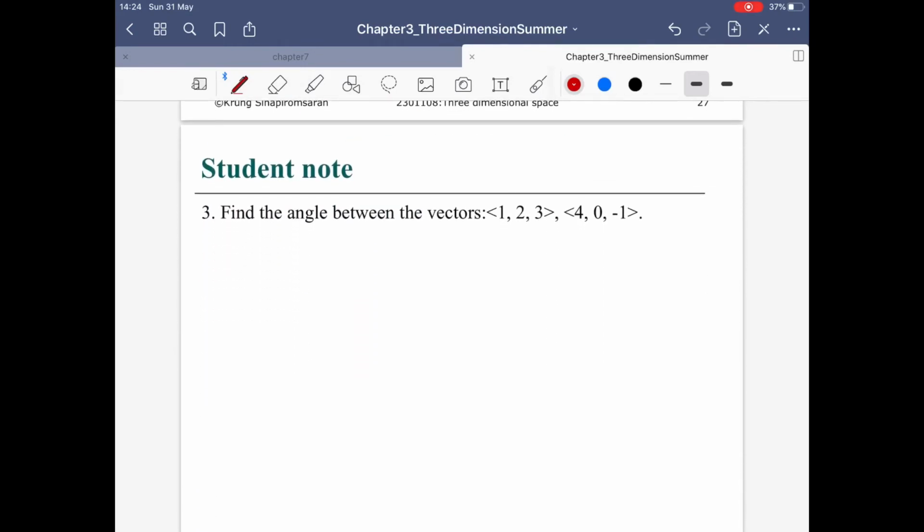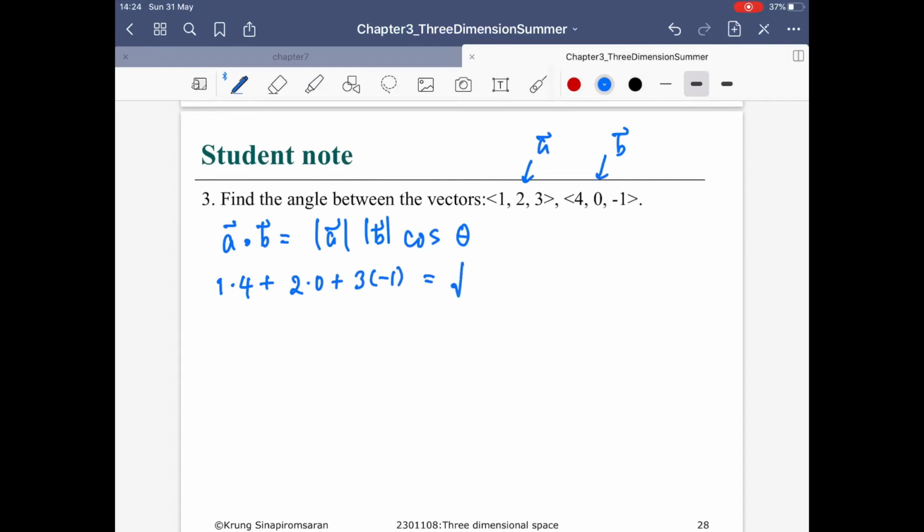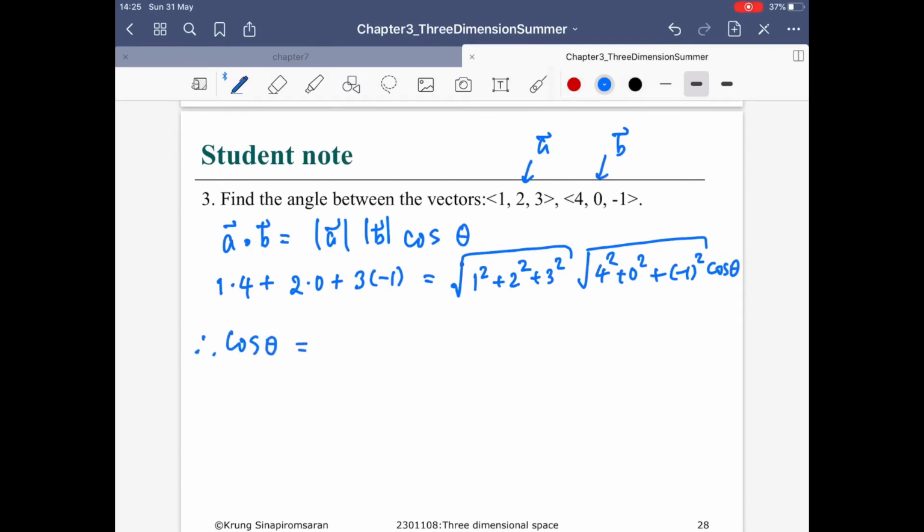If you want to find the angle between these two vectors, let's call this one A and this one B. So you know that A dot B is the length of A, the length of B, cosine of the angle between them. So A dot B is 1 times 4, 2 times 0, 3 times -1. The length of A is the square root. Don't forget the square root, okay? The first component squared, the second component squared, and the third component squared. So this one as well. So you get something like this with the cosine theta. So it means that your cosine theta is this quantity, which is 4 minus 3, so it is 1, over the square root of 9 plus 1, so it's square root of 14. This one is 16 plus 1, so it's square root of 17.